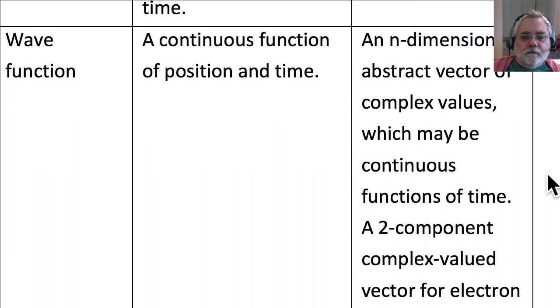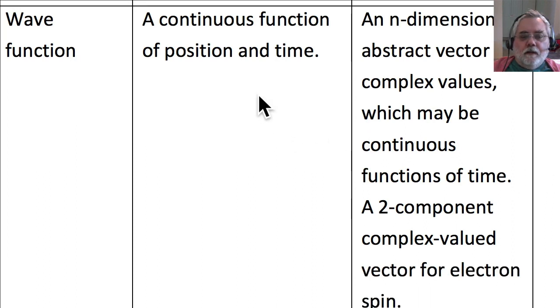The wave function for a spatial problem will be a continuous function of position and time. For a spin problem, the wave function, we will call a wave vector, will be an n-dimensional abstract vector of complex values, which may be continuous functions of time. For electron spin, that will be a 2-component complex valued vector. This is an abstract vector, not a vector in space.